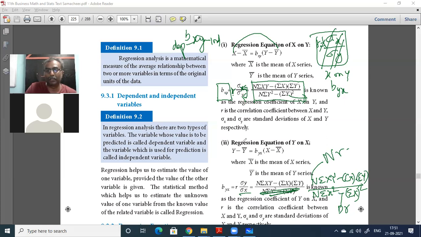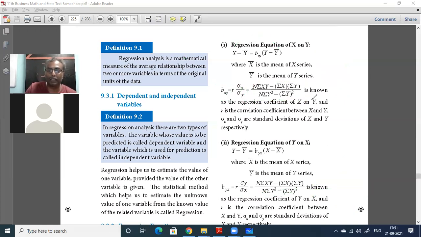That's all then. So there are two kinds of equations, whether you are getting x on y or getting y on x. X on y means y will be at the bottom. Y on x means the bottom will not be y, it will be x. That's all.